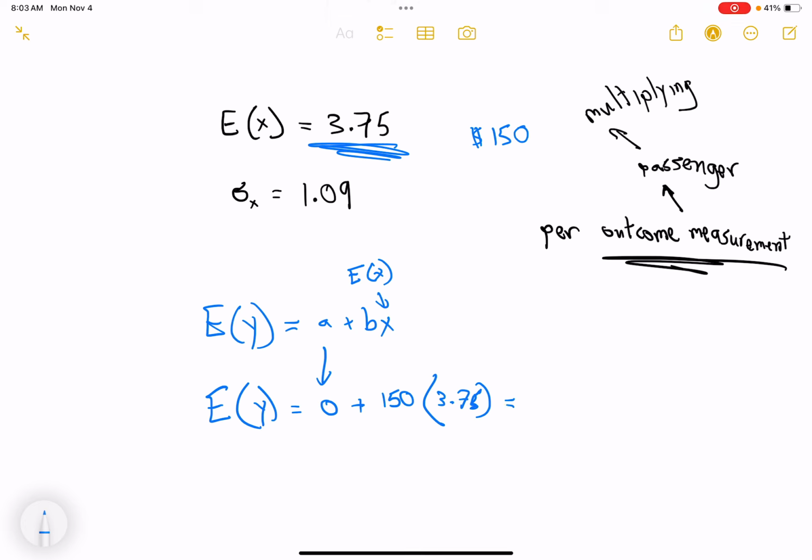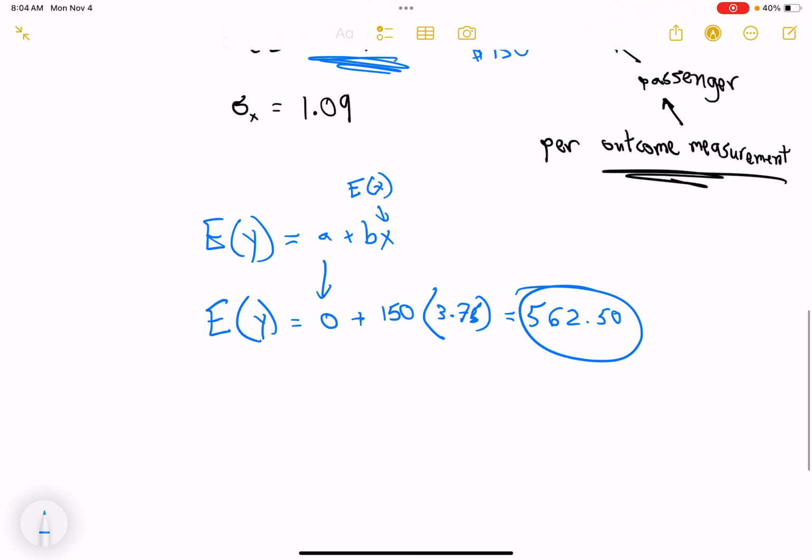I'm going to calculate it because I'm not doing that in my head. I should, though. I wish I were in the right headspace. It's too early. Daylight savings time is messing with me. It is $562.50. And that will be my new mean when I'm looking now, instead of at the number of passengers, at the amount of money raked in. And that should make good sense.